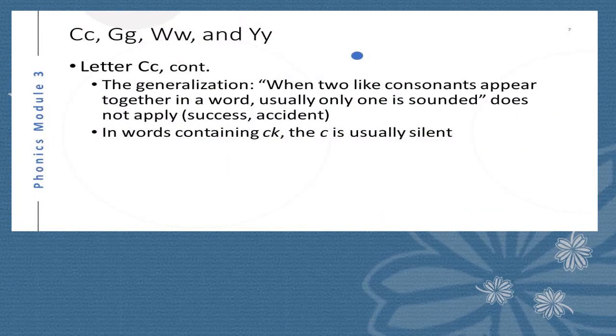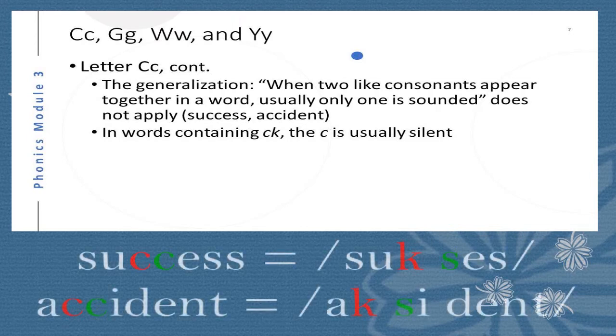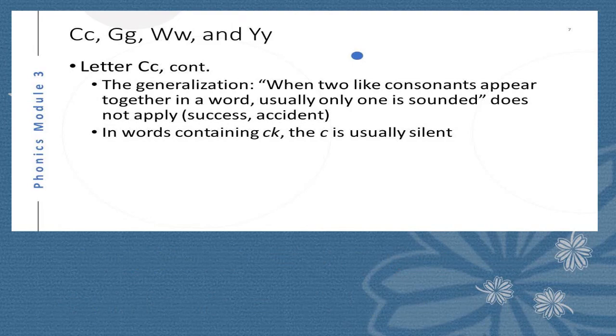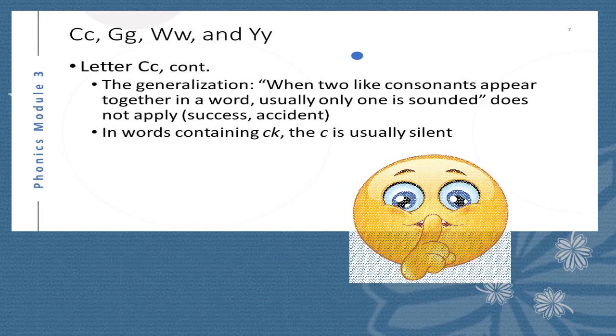A generalization learned in the first single consonant lesson is that when two like consonants appear together in a word, usually only one is sounded. This generalization does not hold when the consonants represent different sounds. In the word success, the first C represents the sound we associate with the key symbol K, and the second C represents the sound we associate with the key symbol S. In words containing CK, at the end of a word or syllable, the C is usually silent.